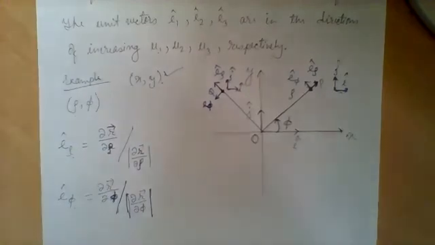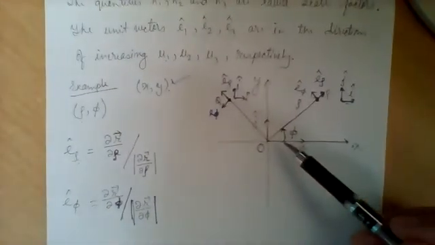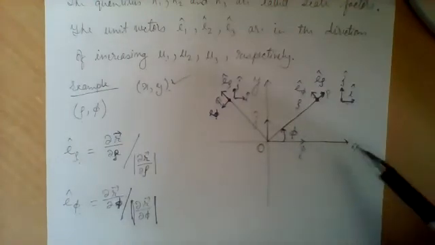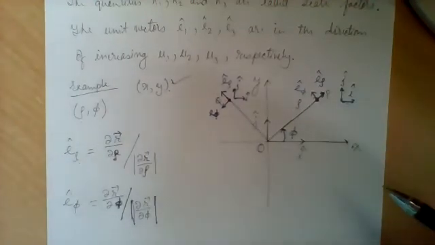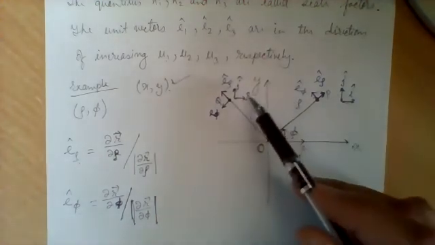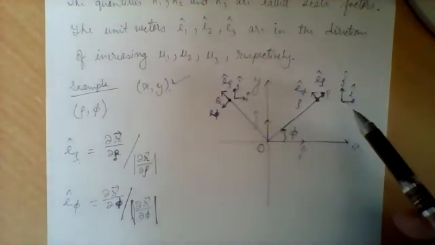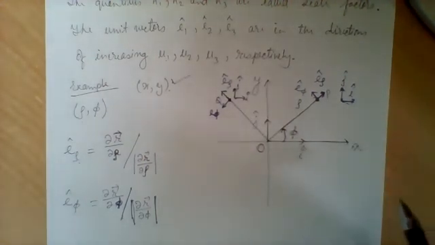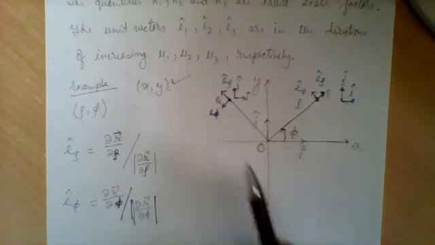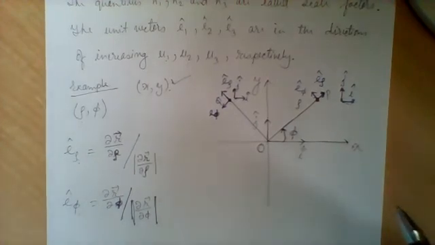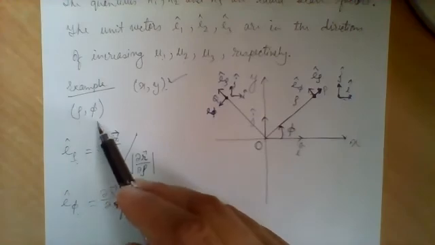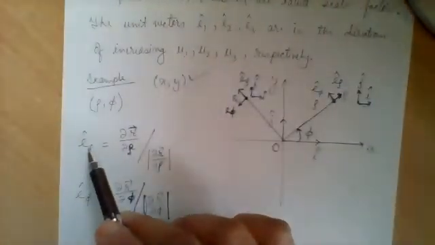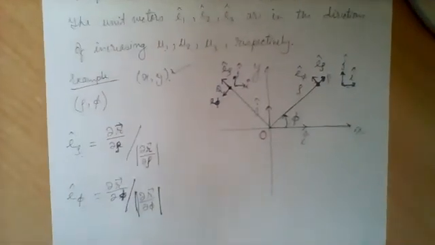Okay, so what can we see from this picture? In the Cartesian coordinate system x, y, at every point, the i hat and the j hat always point along the same direction. The i hat direction is always to the right, and the j hat direction is always upwards. But for the rho phi coordinate system, at different points, the unit vectors e rho and e phi change.